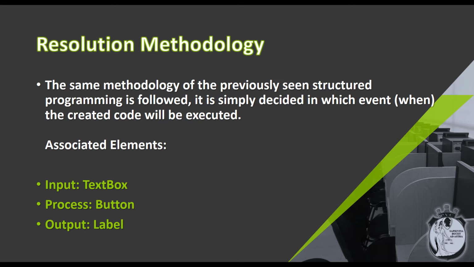What methodology do you need to apply? You only need to associate elements. For example, for the input you use a text box, for the process a button, and for the output a label. You can change the input, process, and output for other controls, but when we start to create our programs, we will start with this: input text box, process button, output label.